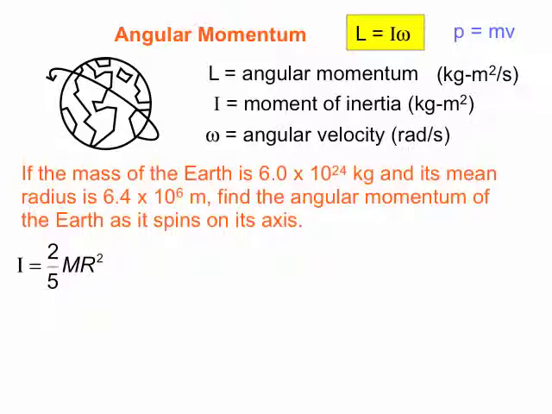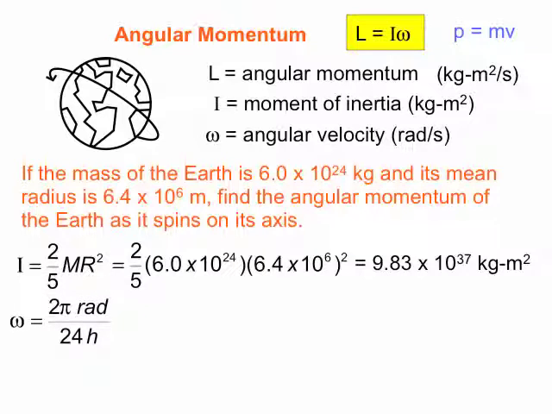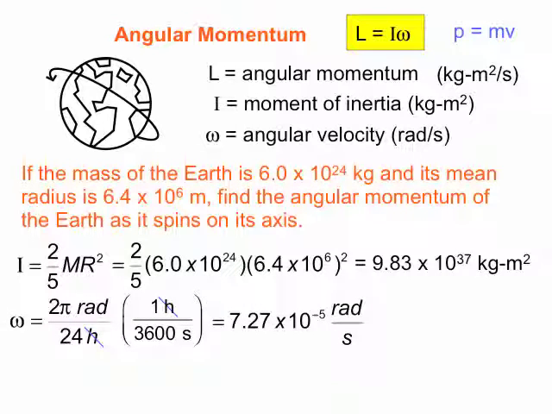So, we use for a sphere 2/5 mr squared. Okay, feed in our numbers. We get a moment of inertia of 9.83 times 10 to the 37th power kilogram meters squared. Our angular velocity is, of course, 2 pi radians per 24 hours, which we then reduce to radians per second, which will work out to 7.27 times 10 to the minus 5 radians per second.